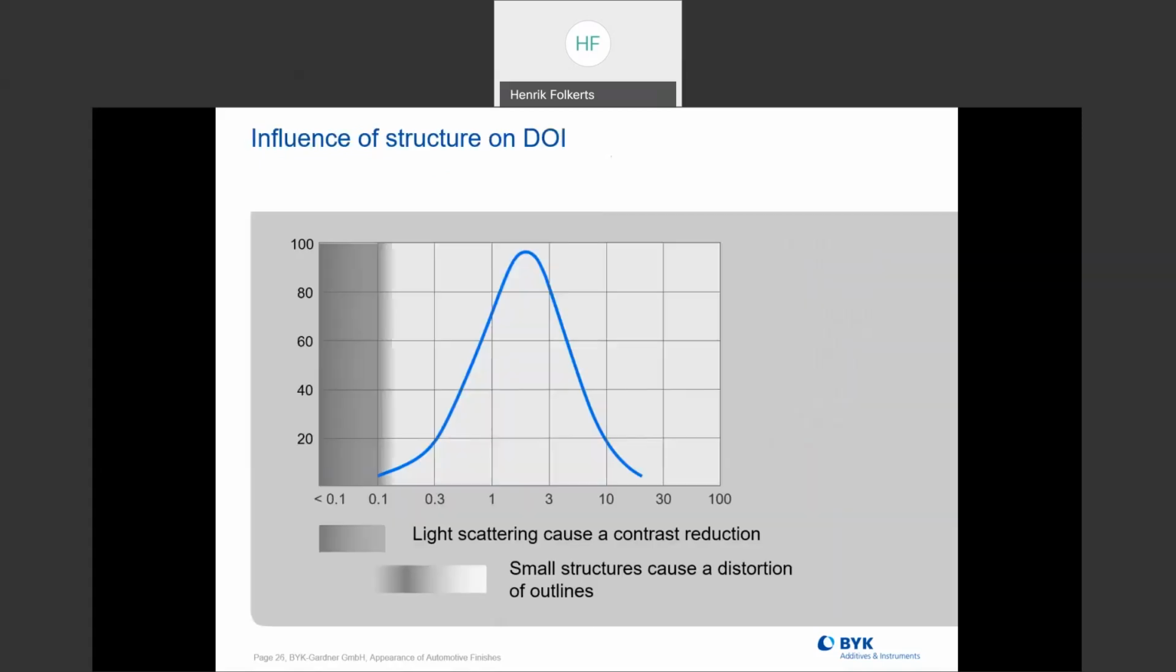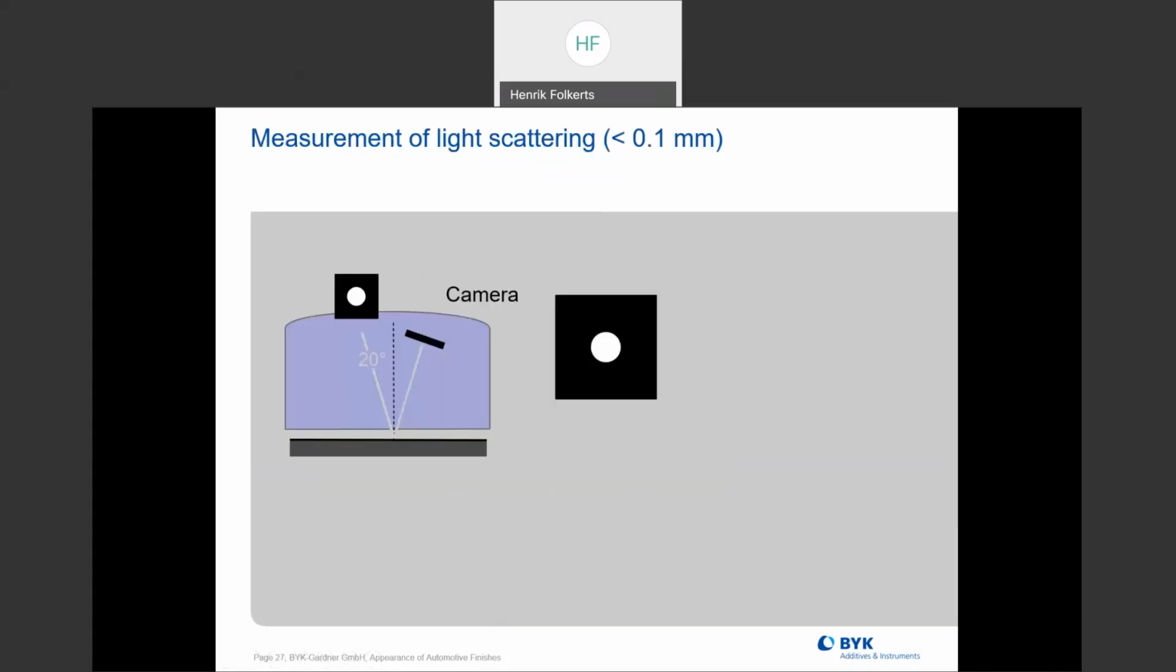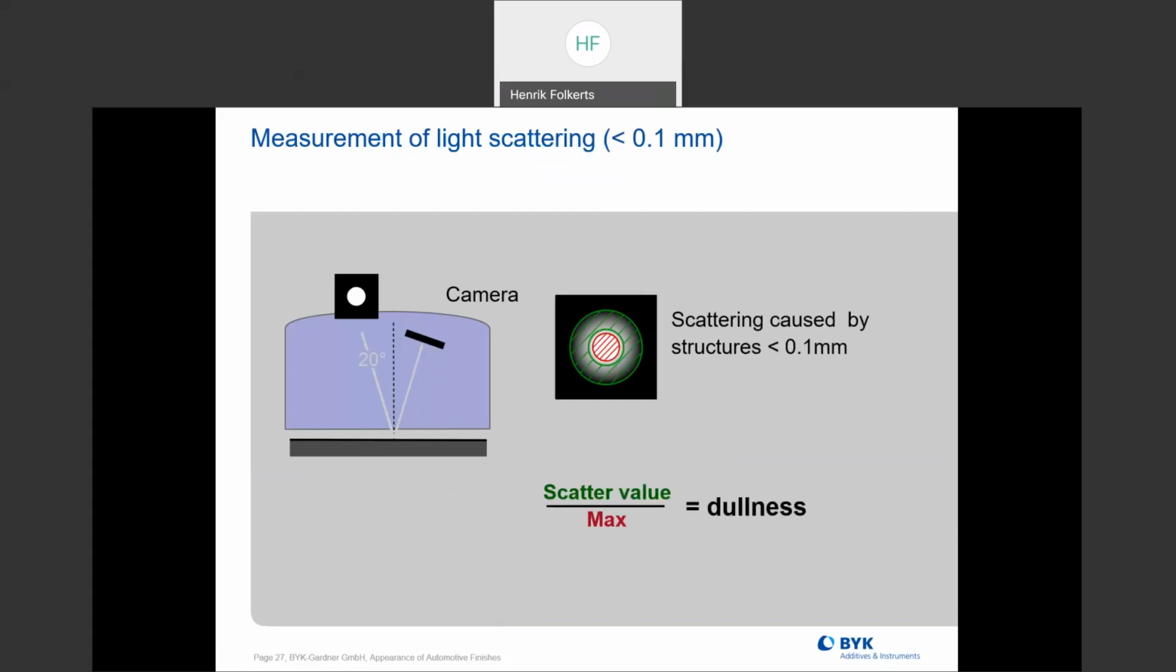So what did we do? Oh, first of all, we calculate the DOI based off of the structures that are less than 0.1 all the way up to 1. And anything under 0.1, remember I told you before that we cannot see the individual waves in that small of a structure. So we had to figure out a way to get this measurement. So we put a camera in, and then we take a picture. And depending on how much light is scattered outside that center point, that gives us a dullness value.